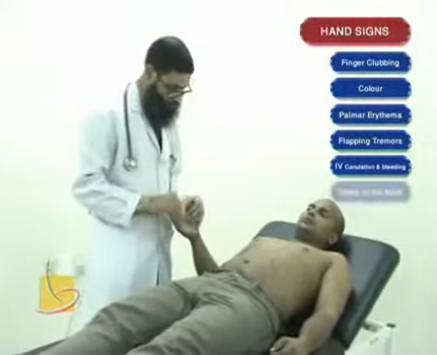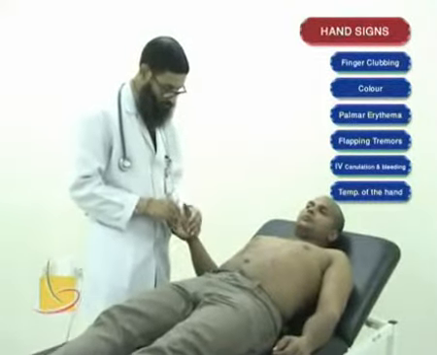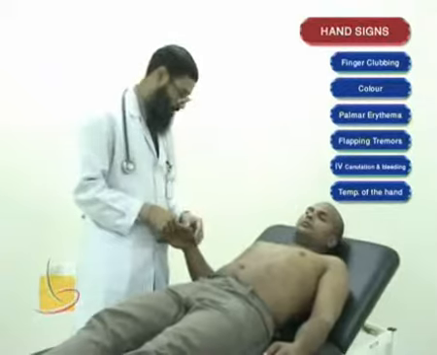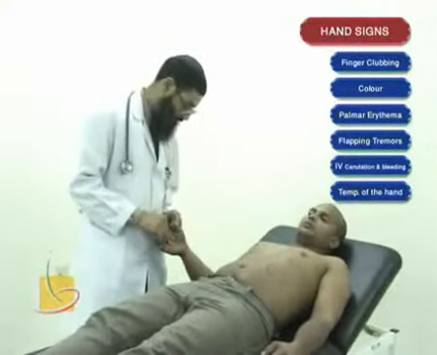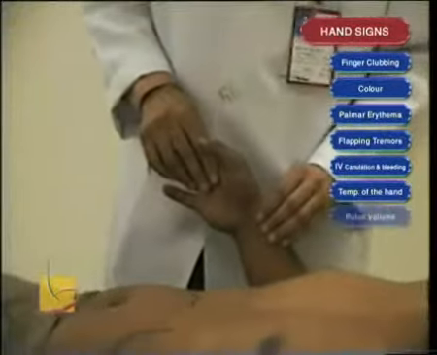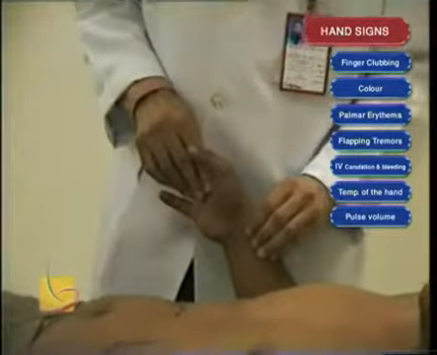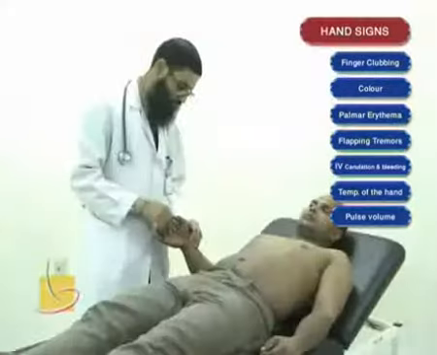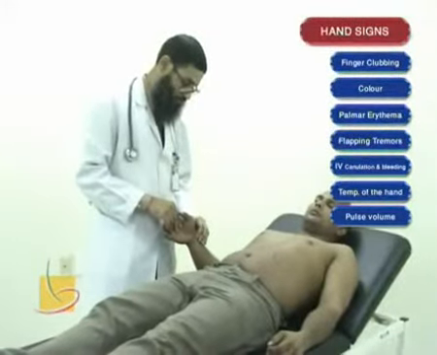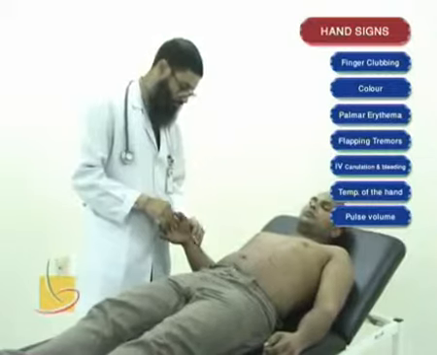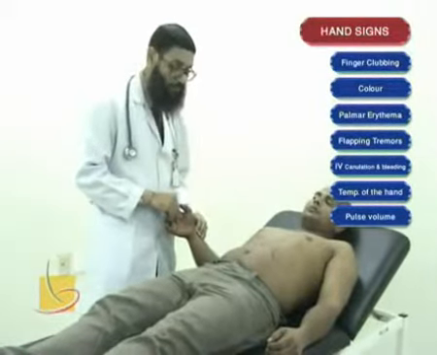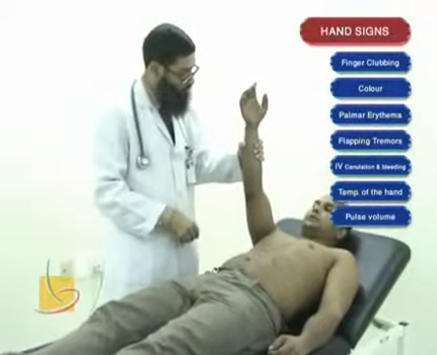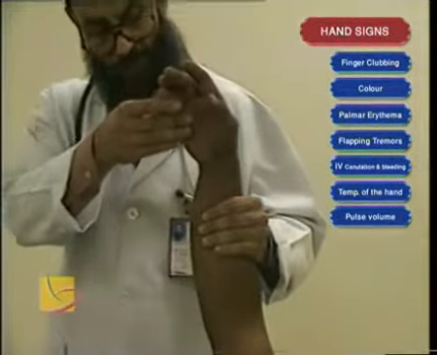Temperature of the hand, generally speaking, chronic liver disease patient may be warm, especially alcoholics, if the alcohol is a cause of the chronic liver disease. Pulse. Pulse volume is of importance to us because once they accumulate vasodilator substances, you observe that the pulse volume is high. And if you check the pulse and find that the pulse volume is high, then the next step is to ask patient to do like this and check for collapsing pulse.